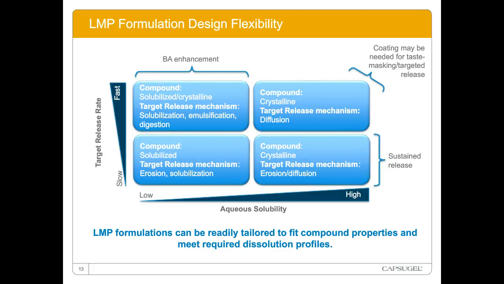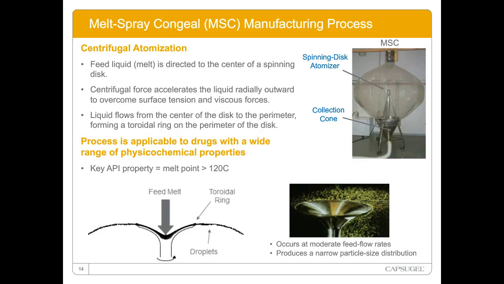Melt spray congeal is a fairly simple appearing process, but there are significant process handles to aid in a formulation team's goals. Starting with an extruder or heated tank, a melt is directed to the key unit, the spinning disc, as drawn and pictured along the bottom of this slide. That centrifugal force generated by the spinning disk accelerates the liquid radially outward to overcome surface tension and viscous forces. That liquid flows and generates droplets that spin off of the disk and are cooling as they reach the sides of the container and conveyed away in the collection cone to further processing.